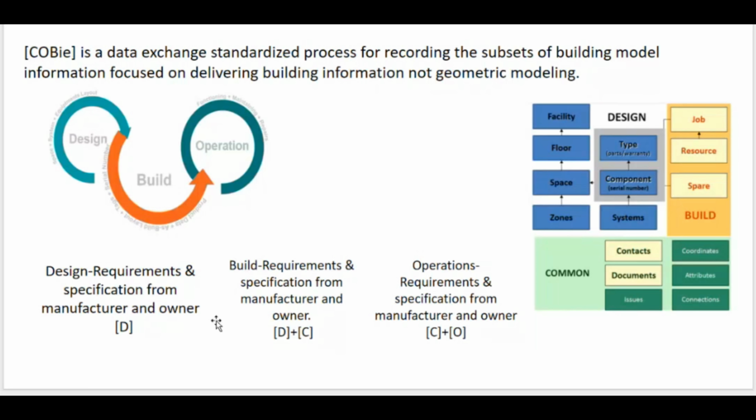Job, resource and spare will be given from the client side or from the vendor side. Spare is nothing but, for example, if I take an FCU, a fan coil unit, the fan coil unit has one model of filter. For example, ABC-001 is one type of filter. If I want to replace it with another filter, that data will come under spares.